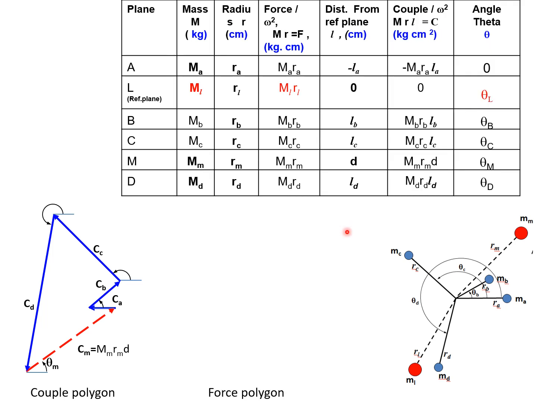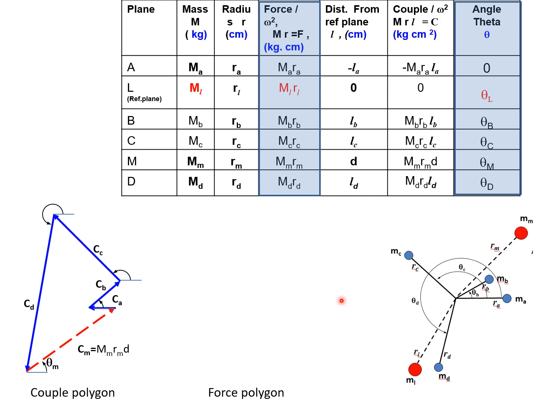We now start preparing the force polygon. This time we'll select the fourth column and the seventh column. The fourth column will give you MARA, MBRB, MCRC, MMRM and MDRD, and the last column, that is theta, will give me all the angles for all the vectors. So we'll start with MARA.